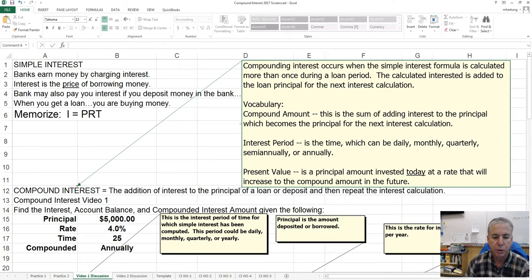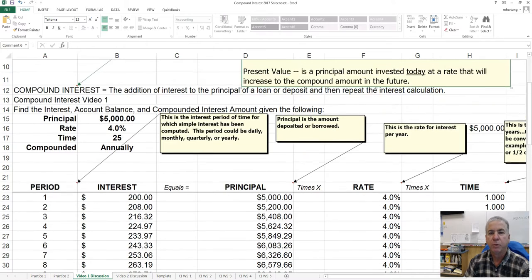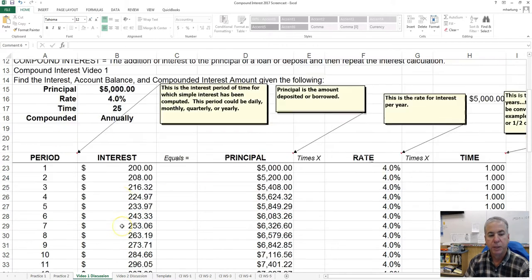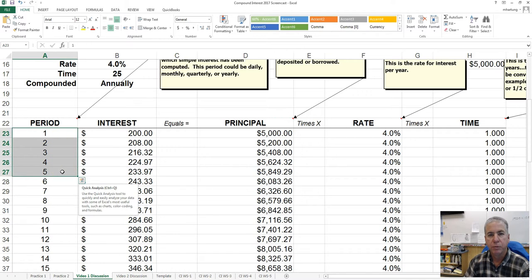Compound interest is taking the simple interest formula and applying it over multiple time periods. It looks complicated, but really what it is, is taking simple interest. Interest equals principal times rate times time, which is the simple interest formula, but then continuing to apply that formula over a number of periods, which could be years, months, quarters, twice a year.